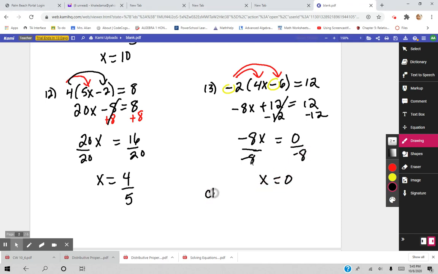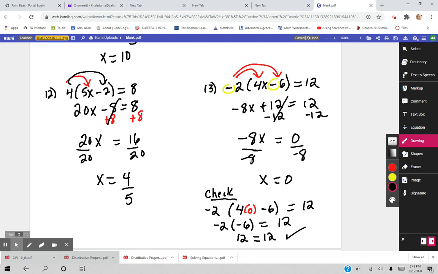How do we know if we got the right answer? We can check. Negative 2 times 4. And what did we say x was? X was 0, so we're going to replace x with 0. Minus 6 equals 12. Let's see if that's true. So it's negative 2 minus 6 here equals 12. Well, negative 6 times negative 2 is 12, and 12 equals 12 gives us a true equation. That means our solution is correct. And that's it for our review.